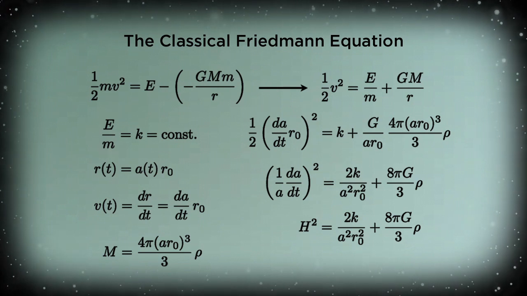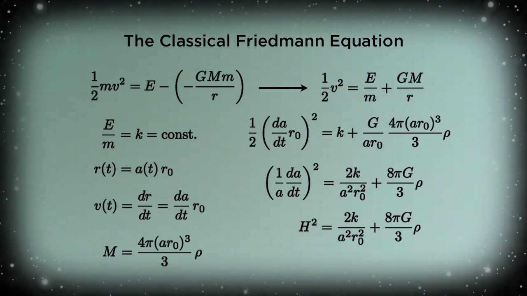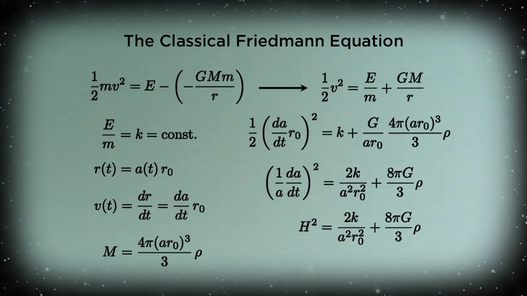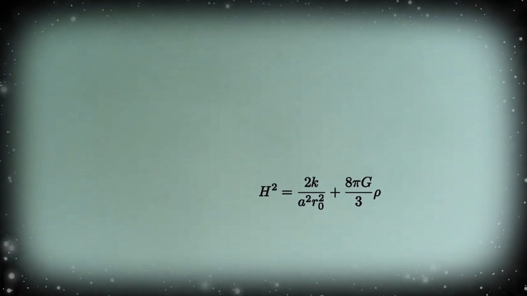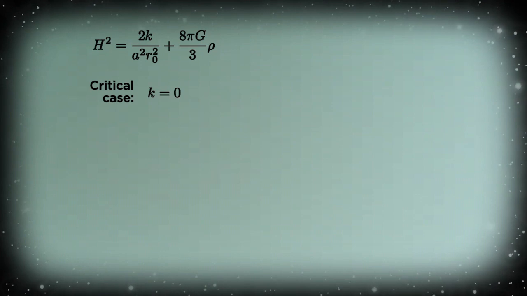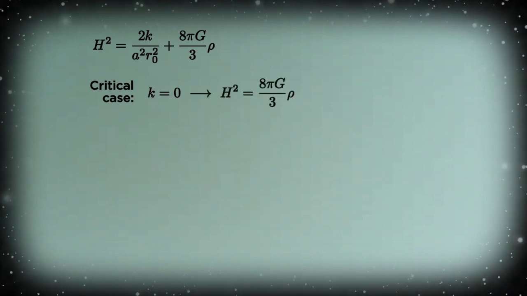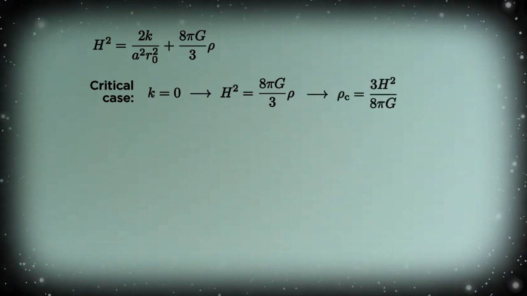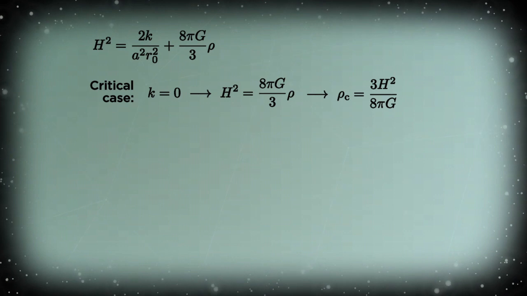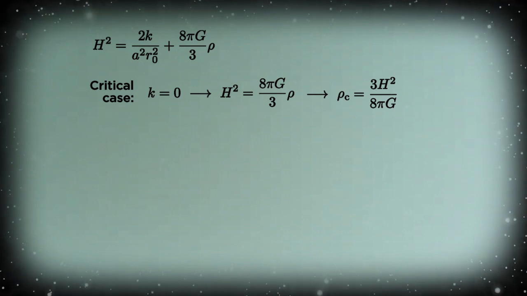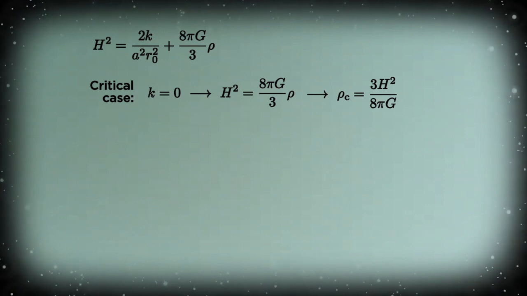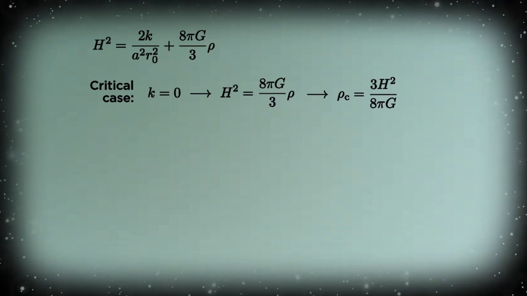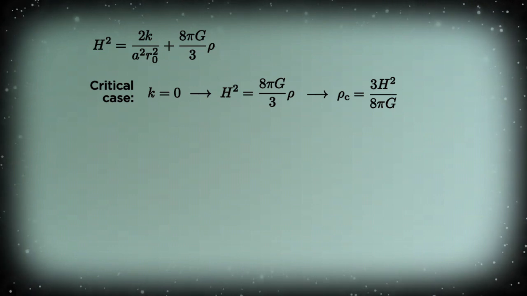In this new guise, the equation relates the cosmological scale factor and its time derivative to the overall density of the universe at any given time. This allows us to rephrase our statements about the fate of the universe in terms of its density. The critical case of zero total energy corresponds to k equals zero. In that case, H squared equals 8 pi G over 3 times rho. Another way to put it is that there's a critical density of 3H squared over 8 pi G. If the actual density equals the critical density, the universe expands forever at ever-decreasing speed. If the density is higher, the universe collapses. And if it's lower, the universe ends up coasting at a constant speed. So in this model, destiny depends on density.